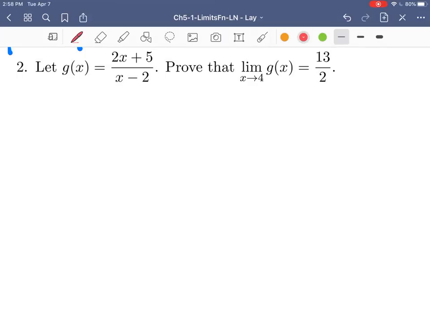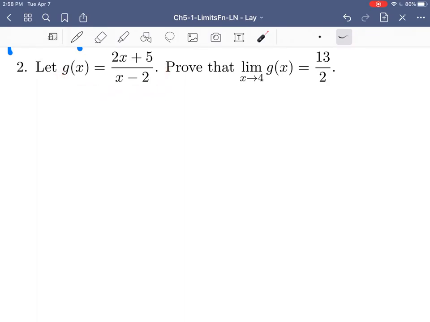Let's take a look at an example where we will go through and prove that the limit of a particular function, g of x, at a point, so the limit of g of x at 4, is equal to 13 halves, when our function g of x is defined in this way here, right?